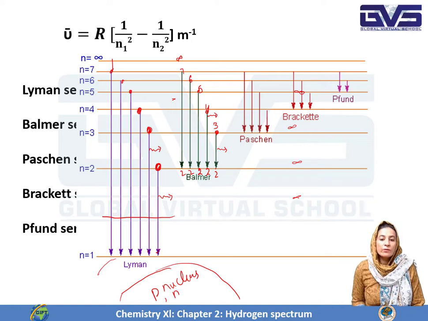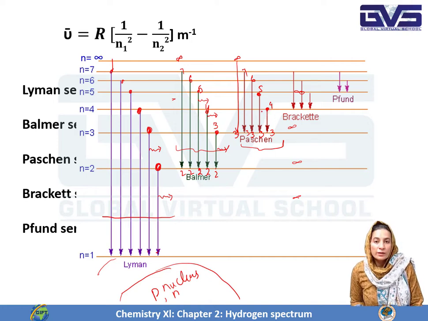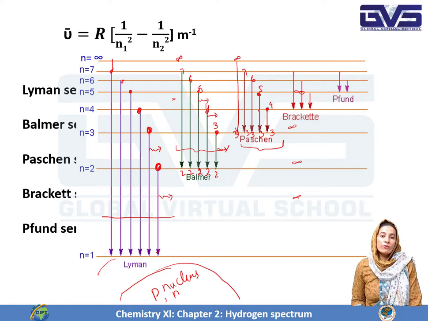If it is moving from 5th to 2nd, then it has its own radiation. So this group is called Balmer series. Similarly, when an electron jumps from any higher orbit to the third orbit, let's suppose from 4th, 5th orbit to the third orbit, 6th orbit to third orbit, 7 to third orbit, or from infinity to third orbit, then this is called Paschen series. And every jump has its own type of radiation, and it has its own value of wavelength, frequency and wave number.